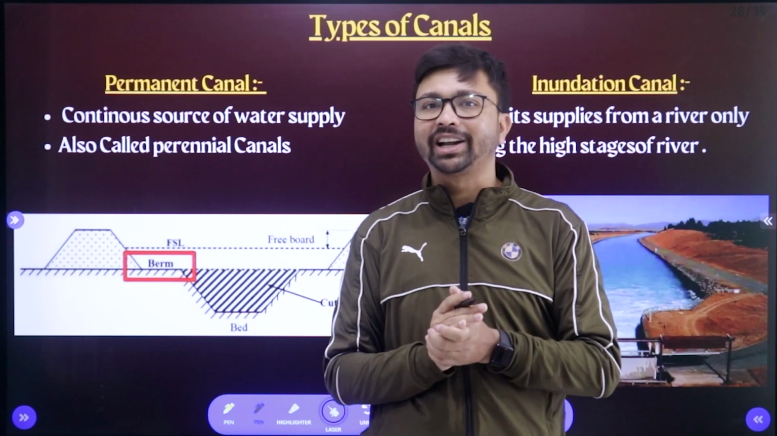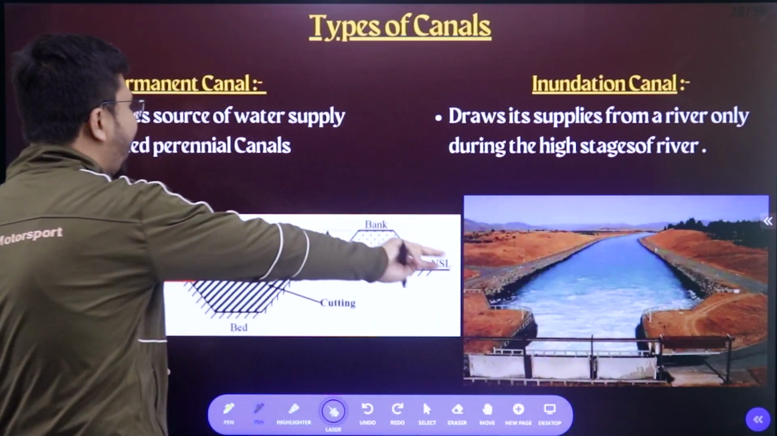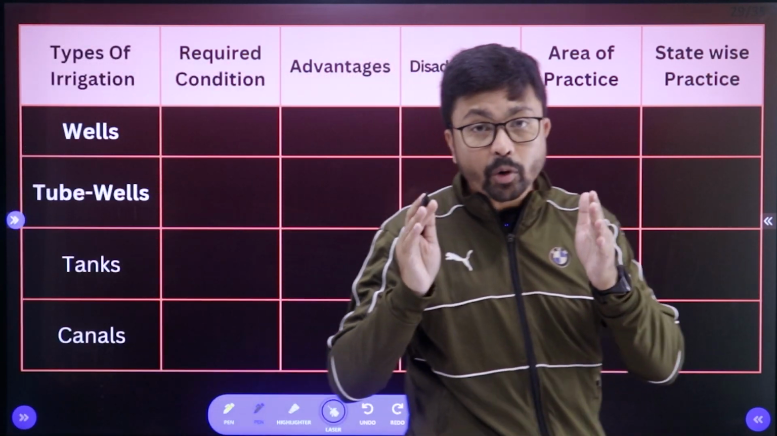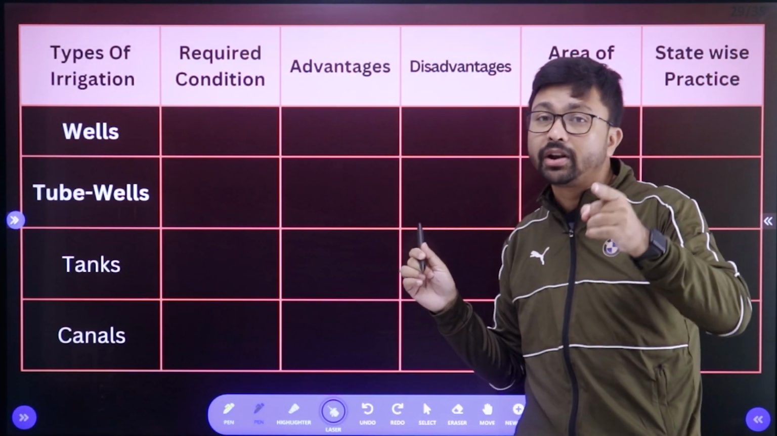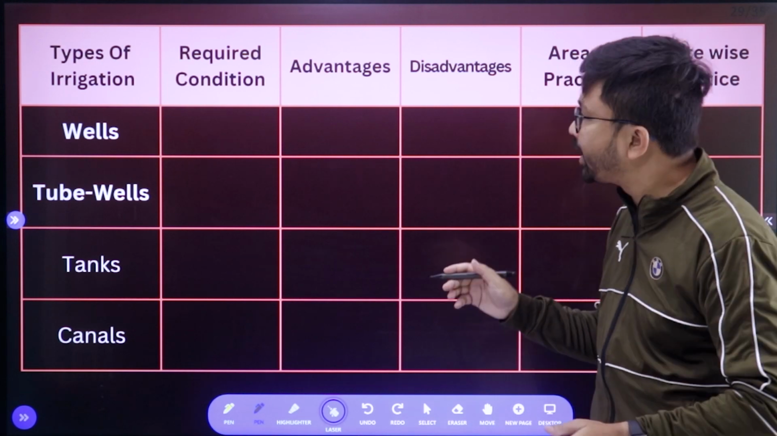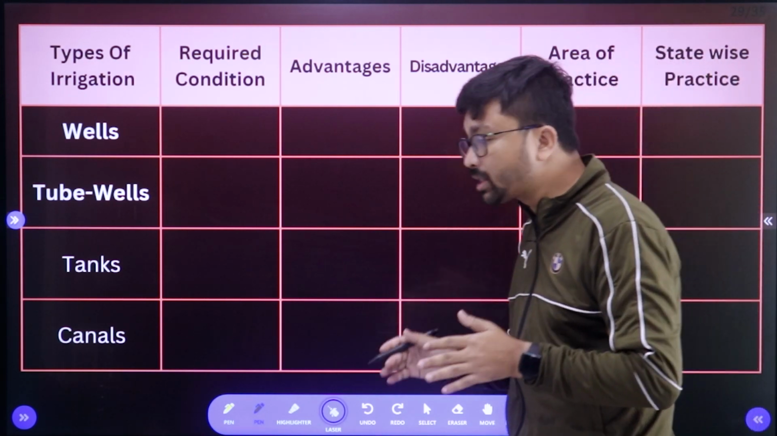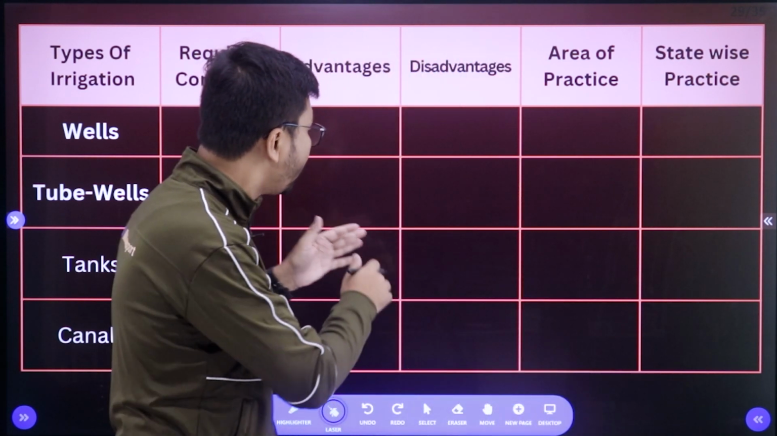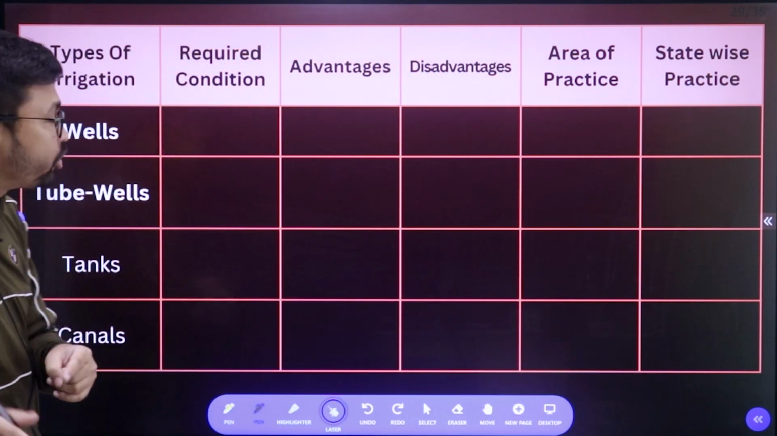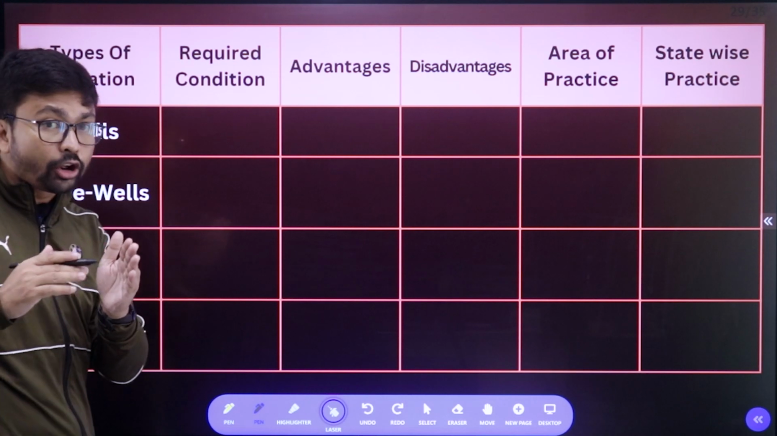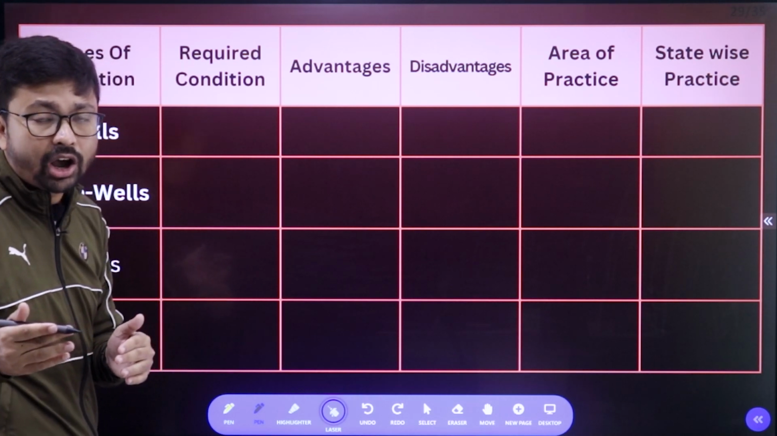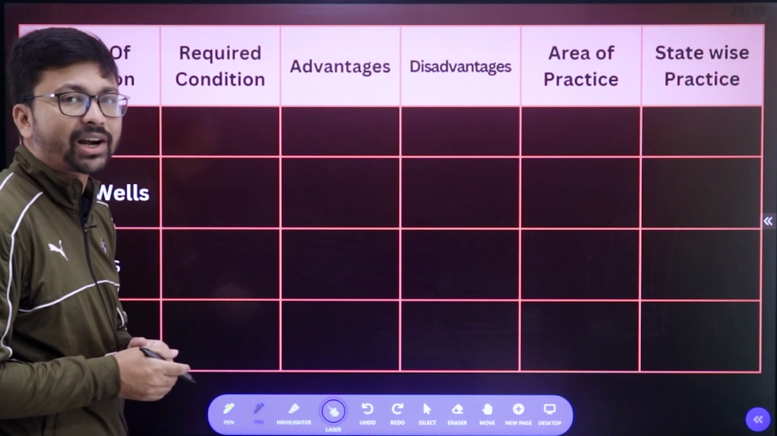Now I'll give you one task. Just see the next slides; these are very important slides that you have to fill according to your knowledge. And remember, the maximum number of questions on the different methods of irrigation will be given from this table only. You need to make it on your own. It will be a revision for you also, and you can get good marks in your exam.